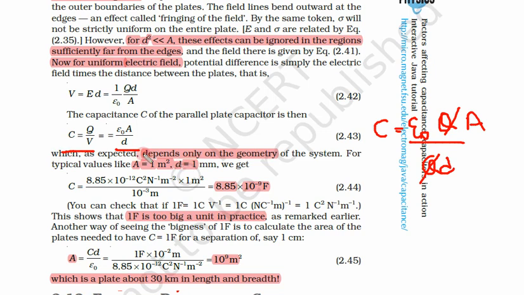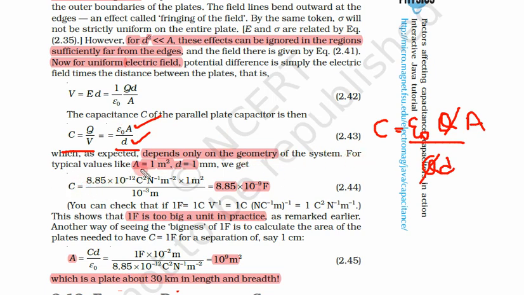So as we have known previously, this is not dependent on any other quantity, it only depends on geometry. So as expected, it depends only on the geometry, the area and the distance between the plates.